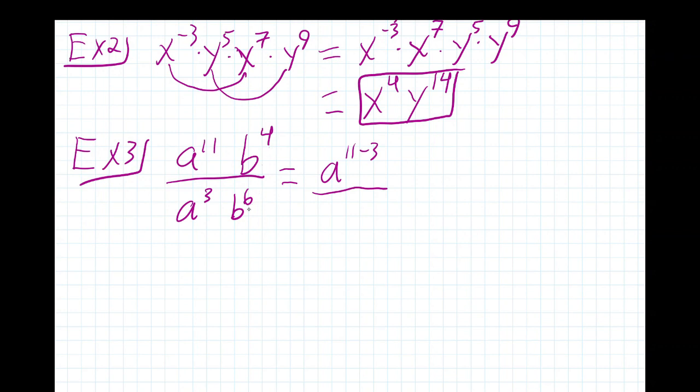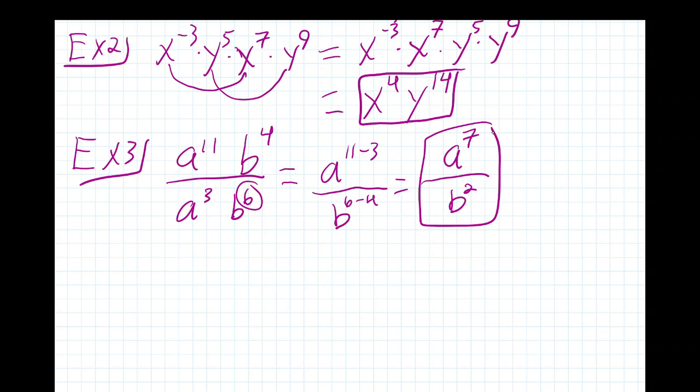And when it comes to dividing, I always like to think about which one is my bigger exponent and which one is my smaller exponent. Well, 6 is bigger than 4, so I can do 6 minus 4, and I'm going to get 2, but that's going to be on the bottom now because 6 is greater than 4. So a to the 11 minus 3 becomes a to the 7th. B to the 6 minus 4 is b to the 2nd.